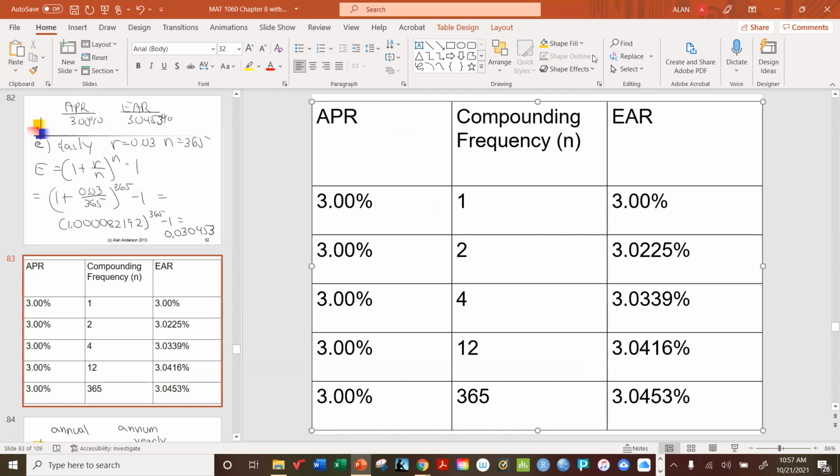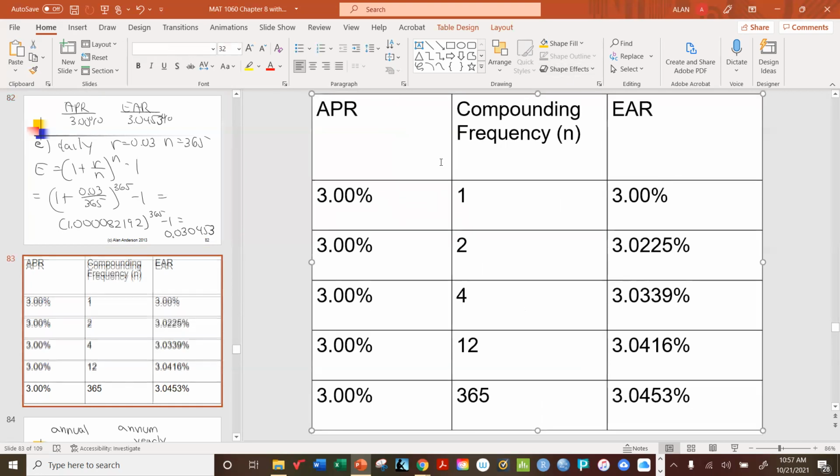And that's it. So what we can see here in this table is that as I keep increasing the compounding frequency, the EAR is growing and the spread between the two is increasing. But as we continue to increase the number of compounding periods, if you notice, the rate of increase is slowing down. So in other words, as I go from 2 to 4, the increase is 0.0114, but from 12 to 365, it's only 0.0037. So the rate of increase is actually decelerating. And so pretty much this is the limit, is how far you can go with this process.